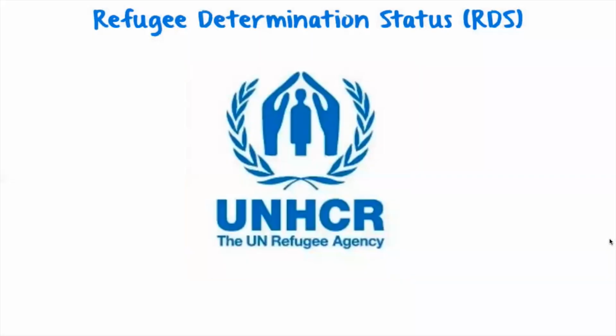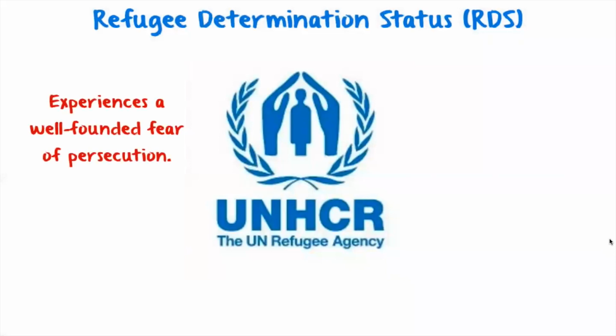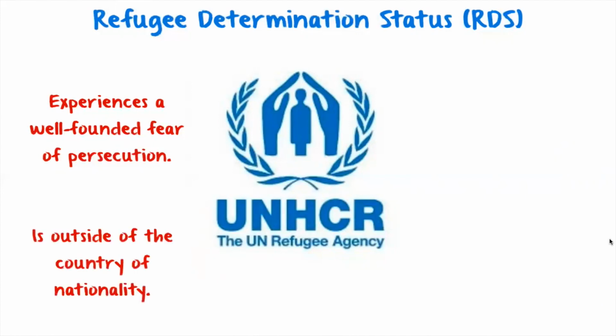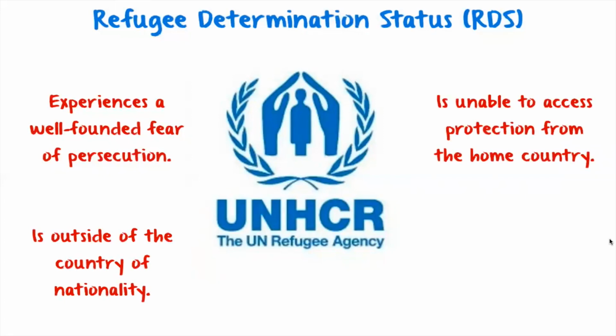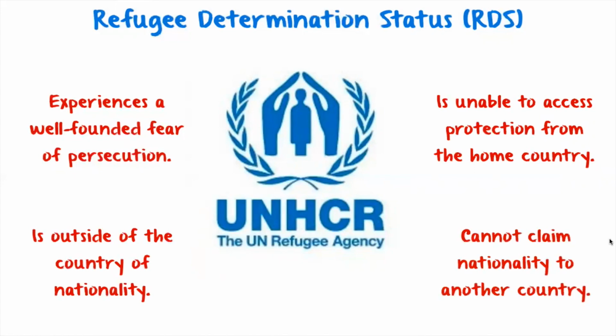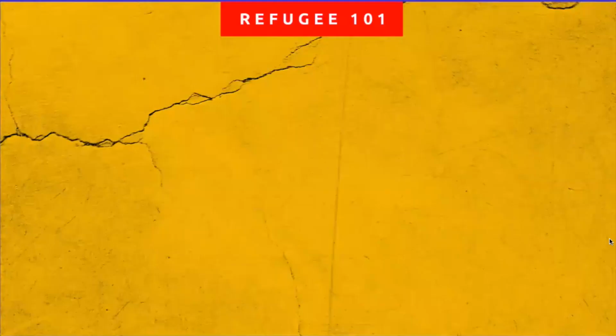Ultimately, it is the United Nations High Commissioner for Refugees, or UNHCR, who is responsible for determining eligibility for refugee status. The organization ensures 4 critical checkpoints. First, as previously stated, a person must experience a well-founded fear of persecution. Next, he or she must be outside of the country of nationality. He or she must be unable to access protection from the home country and cannot be a national of another country.